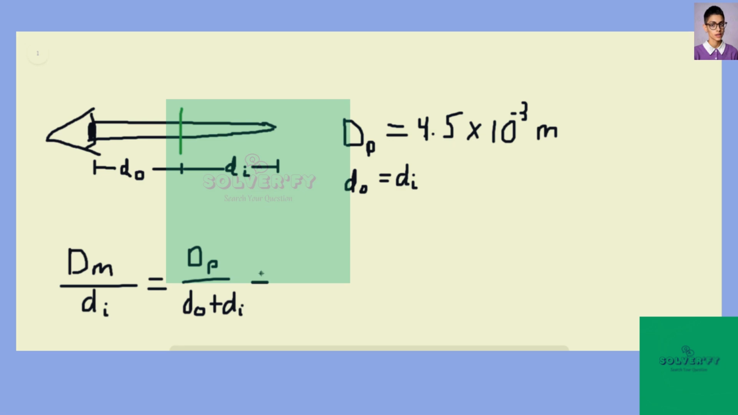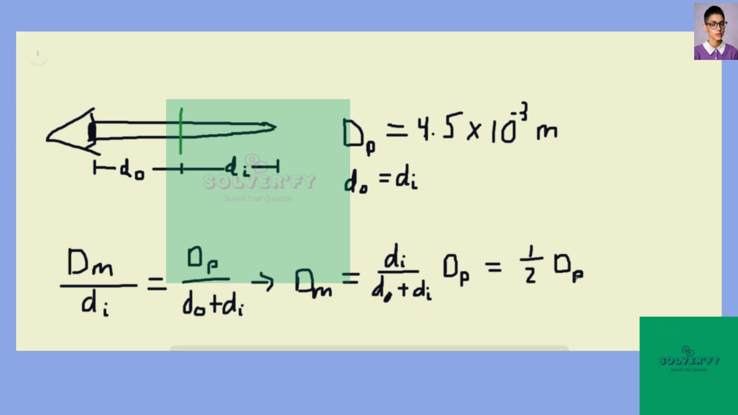Therefore, solving for the diameter of the mirror, d sub m, we find that this is equal to d sub i divided by d naught plus d sub i. That ratio is still multiplied by the diameter of the pupil. But since d naught is equal to d sub i, this is equal to 1/2 times the diameter of the pupil.